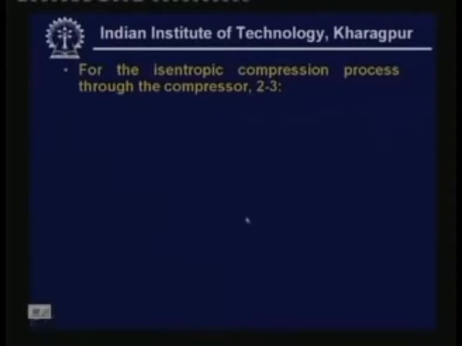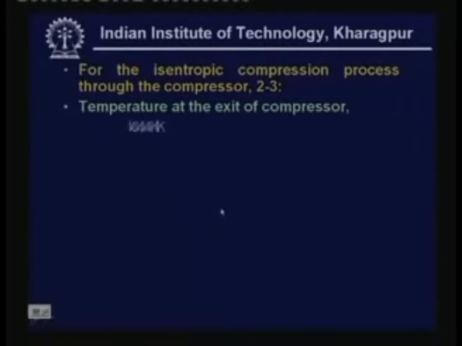Okay. So, as I have already explained, let us find out the temperatures at various points. First, the temperature at the exit of the compressor. As I have already told you, this is an isentropic compression process. So, the temperature at the exit of the compressor we find by using this equation, T3 is equal to T2 into (P3 by P2) to the power of (gamma minus 1) by gamma, and if you substitute the values you find that T3 is 546.4 Kelvin.